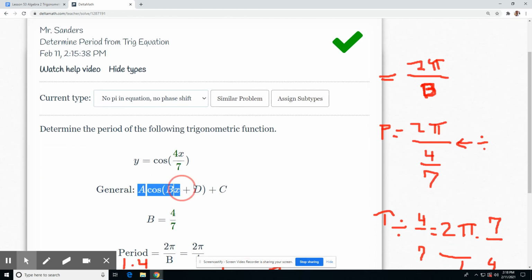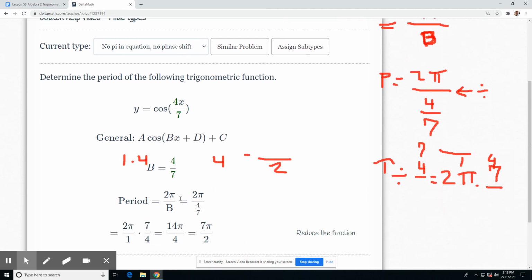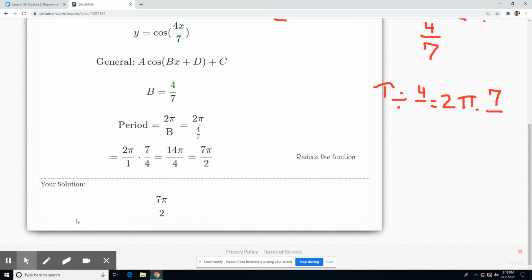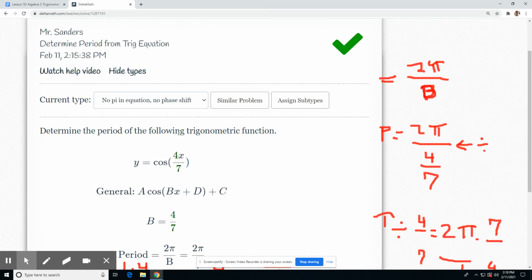Once again, keep reminding yourself and writing this down. That's going to be our key for breaking these down and what each one is. And the rest should be similar. It's just looking at the number in front of x, and don't let anything else distract you.